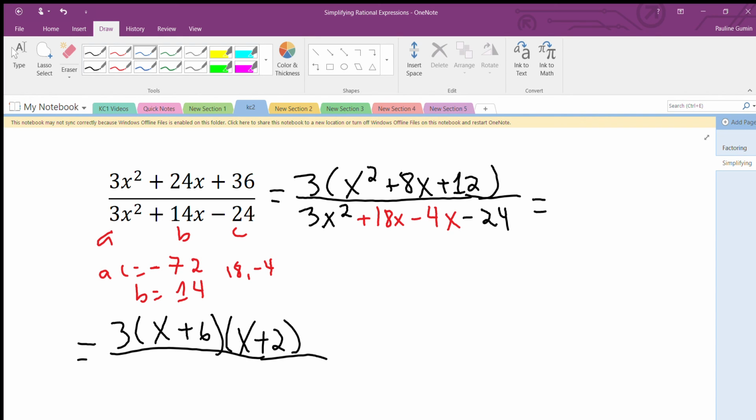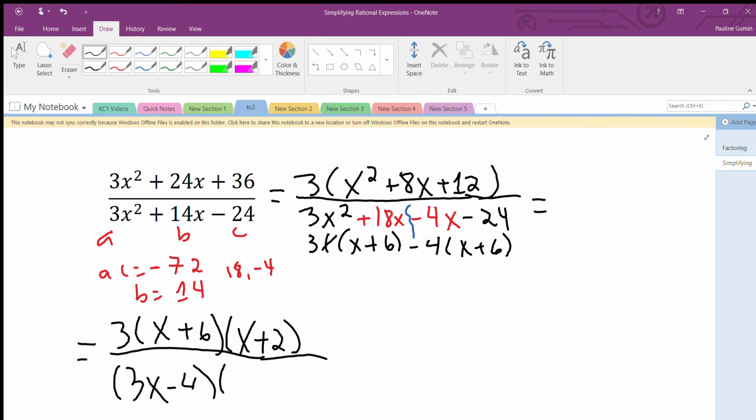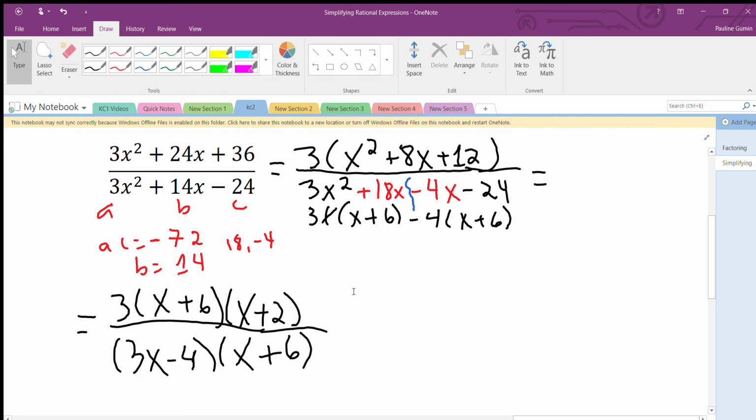And then you would continue to factor by grouping. On this side, we can take out a 3x. And on this side, we have a greatest common factor of 4. So this factors into 3x minus 4 and x plus 6. Again, if you'd like more detail on factoring problems such as those, refer to my factoring video. Or if you're a student of mine, ask me.